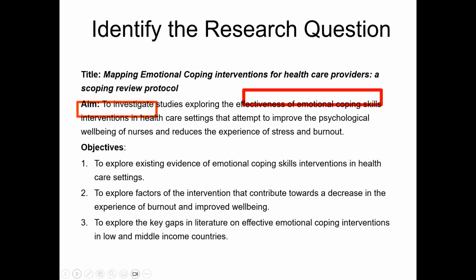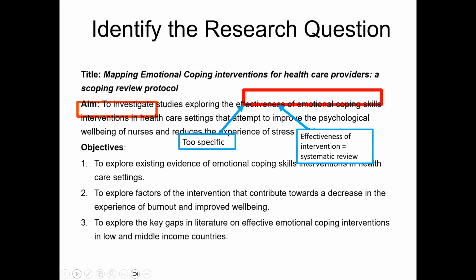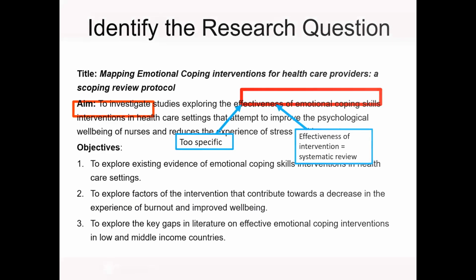And when we think back at the difference between a scoping review and a systematic review, we will know that automatically this is definitely a systematic review and not a scoping review, because it is specific, looking at effectiveness, which is what a systematic review does.